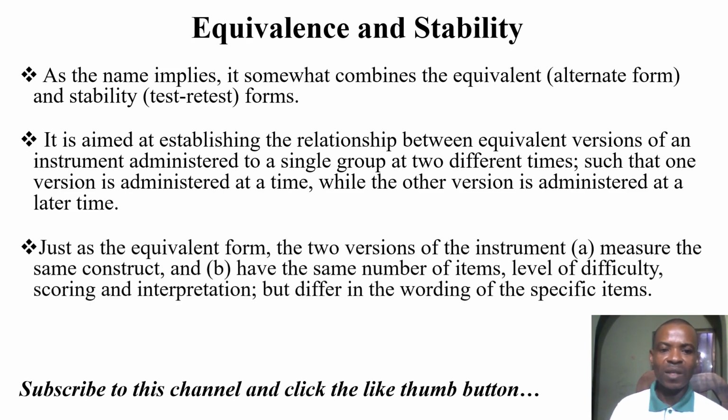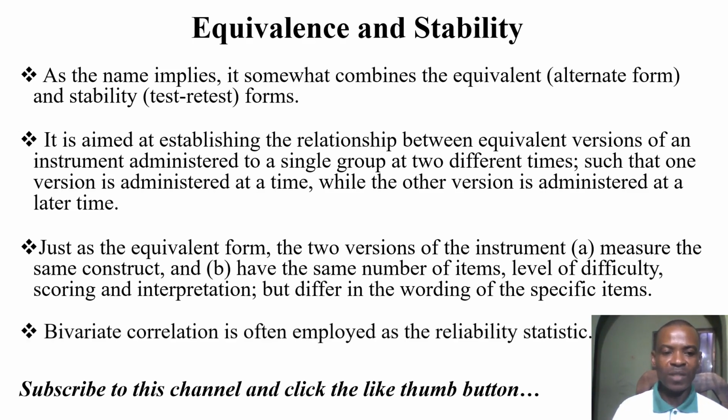Just as in the equivalent form reliability we discussed earlier, the two versions of the instrument are similar based on the conditions that I have discussed in equivalent or alternate form reliability. Now, having obtained the scores from the two different times with the two different versions, the bivariate correlation is often the statistic that is used to compute the reliability coefficient.